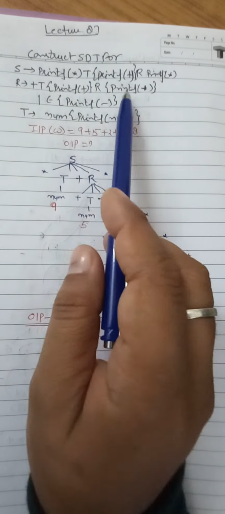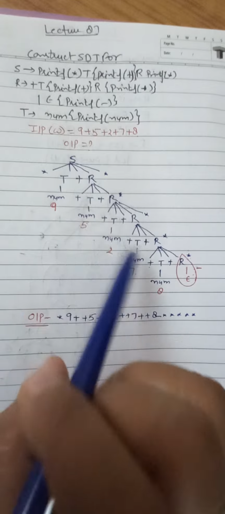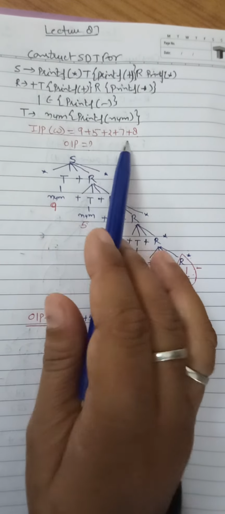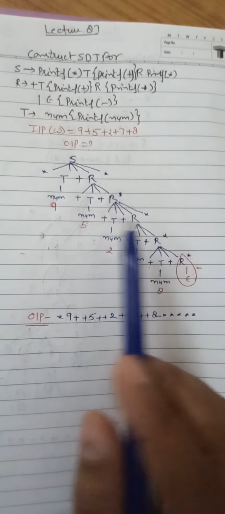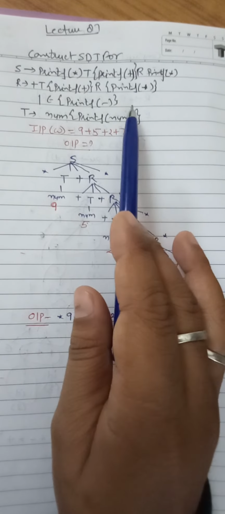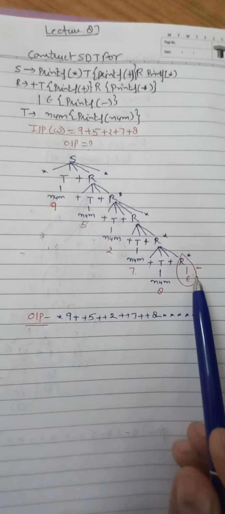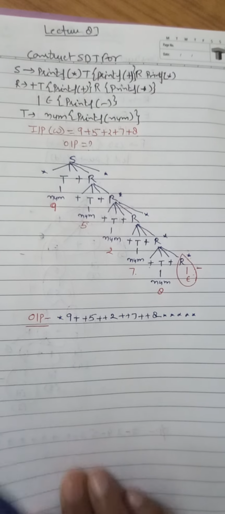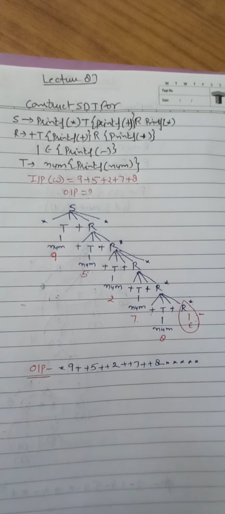With the help of rules we will construct this SDT with the given input and with the given grammar. Whatever printing is there, we need to put it in the output also. So this is the SDT for the given grammar by the rules.